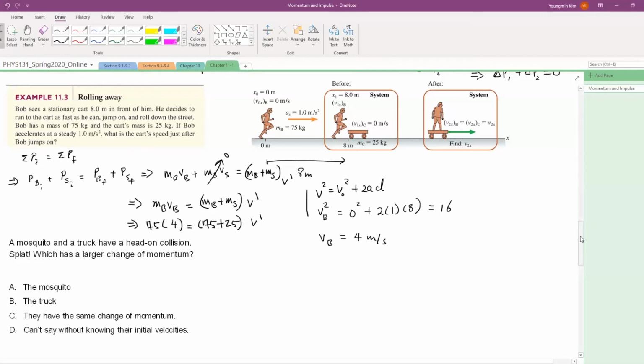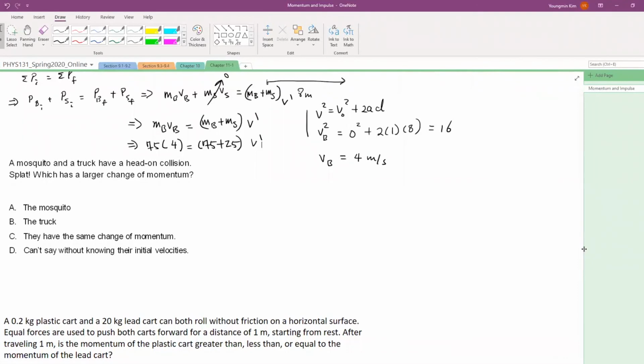Let's consider another example here. This example concerns a mosquito and a truck having a head-on collision. So you have a truck that is traveling this way with a certain mass and velocity, and then you have a mosquito traveling with a certain mass and velocity. What would happen upon collision?